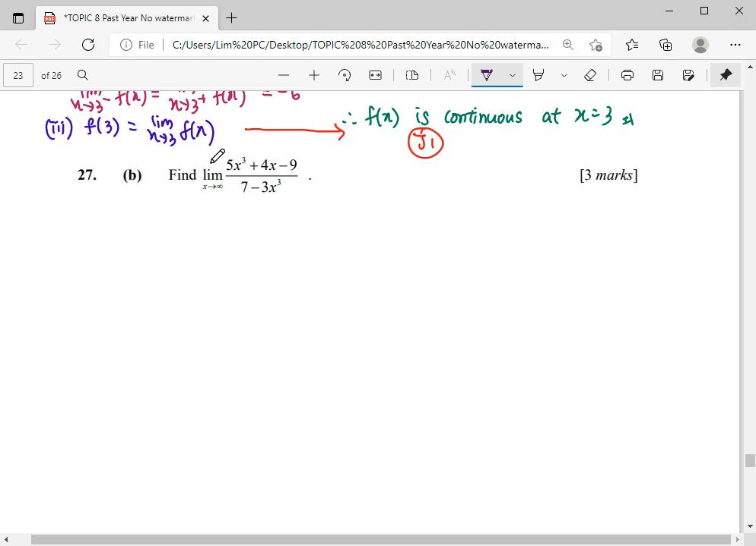For question B, we are finding the limit at infinity. We try to substitute infinity here. Okay, so it is an indeterminate form, because infinity over infinity. The way we simplify it is we divide by the highest power. The highest power here is x to the power of 3. So every term we divide by x to the power of 3. Then we simplify our function.